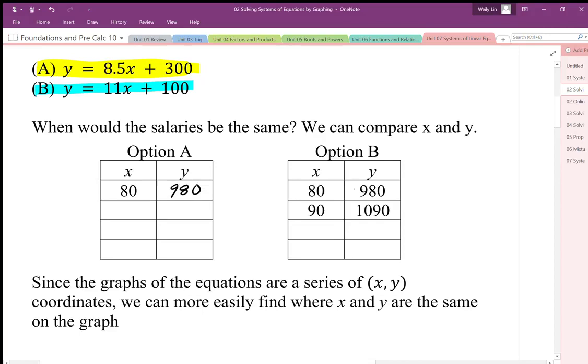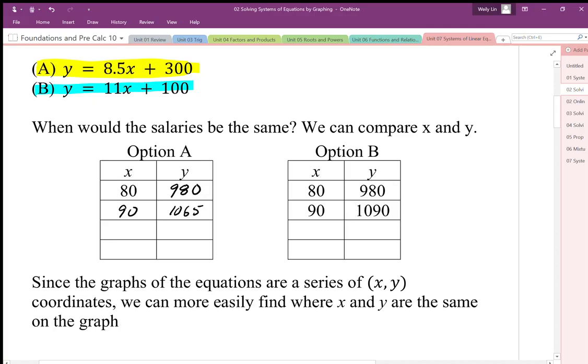So it looks like that's going to be when they're the same, option A and option B. When I calculate option B, 80 times 11 plus 100, that's the same. At 90 hours, option B is going to be 90 times 11, which is 990, plus the original 100. So that's going to be my 1090 here. And option A, $8.50 times the 90 hours, is 765. Then I add my original $300, and that's definitely less.